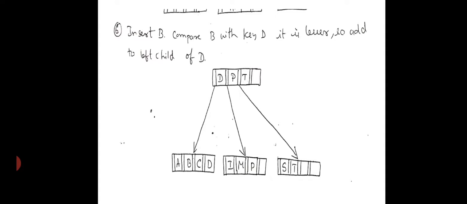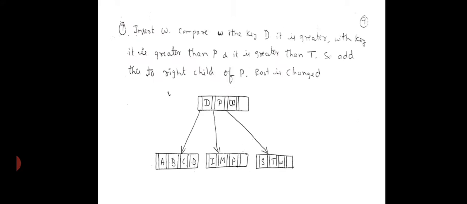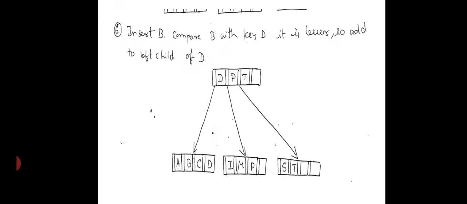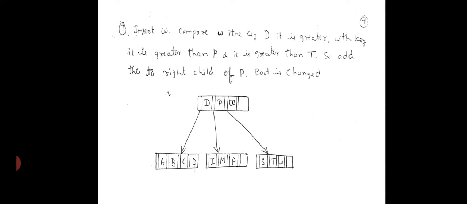W is greater than D, greater than P, and greater than T. So you need to add this to the right child of P, and you need to promote that.